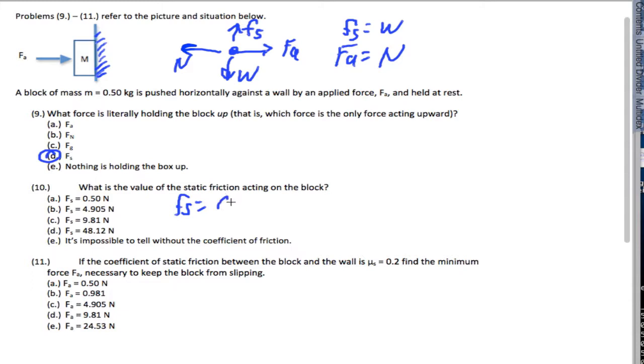So I have m, 0.5, times 9.8, the acceleration due to gravity. And so I'm going to end up getting 4.9. If you use 9.81, you would get B, but in either case, 4.905 newtons.